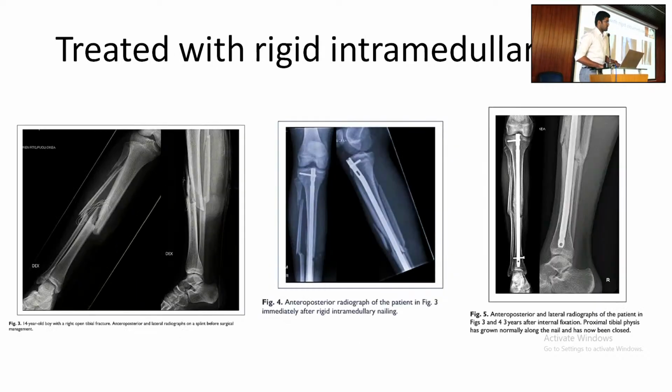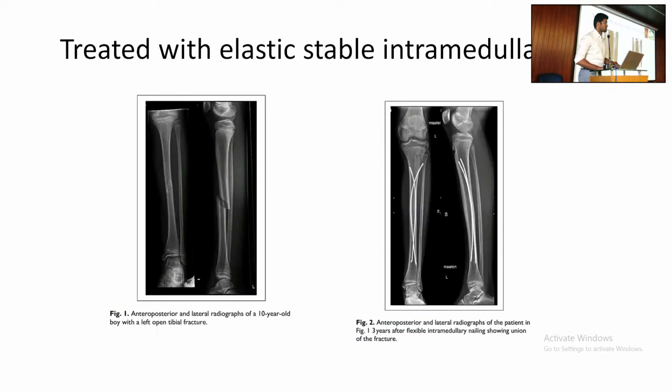Now, where is the immediate post-op X-ray? It was not given in the article also. No, it gives the amount of growth of the bone in the longitudinal direction, and how far the proximal tip and the distal tip of the nail are from the growth plate and from the fracture site. At 3 years follow-up, how much good growth has taken place. That gives a lot of information.